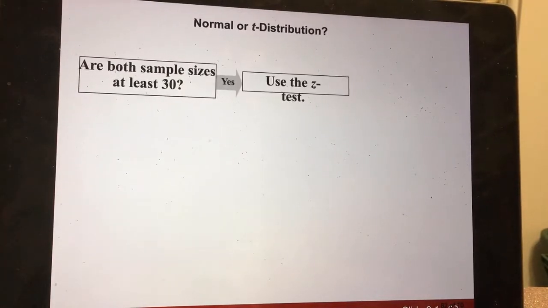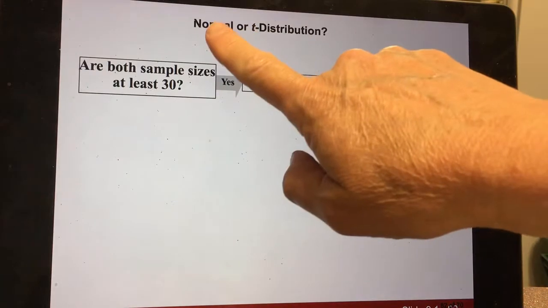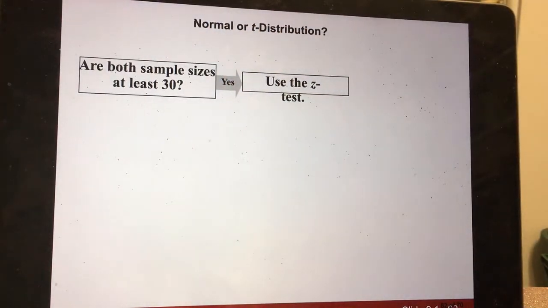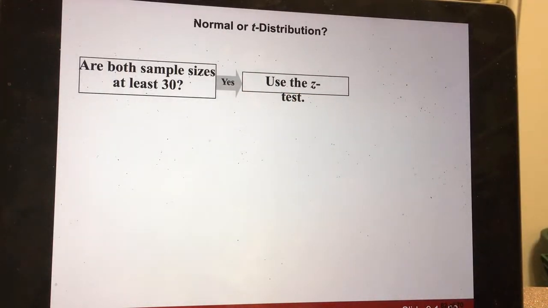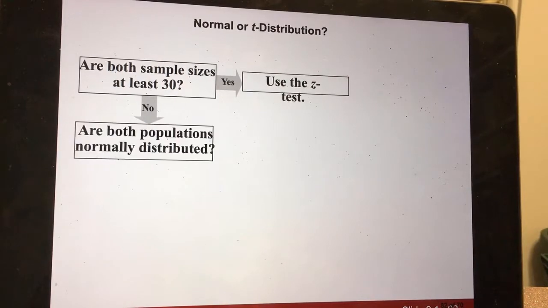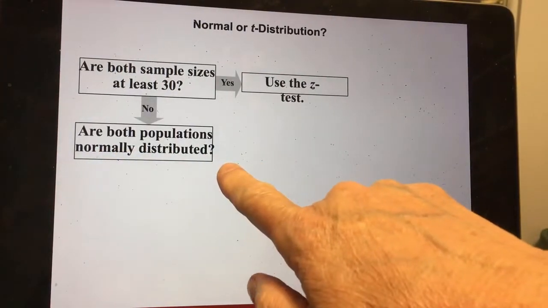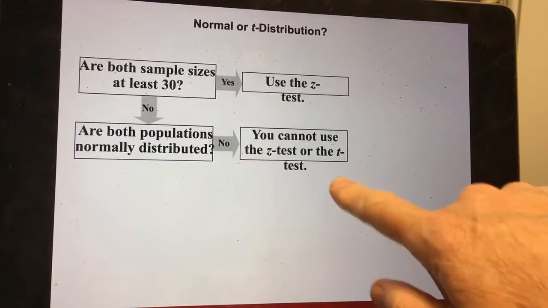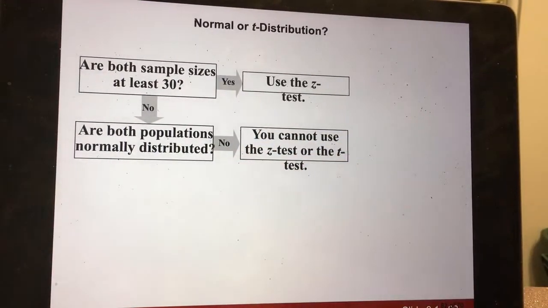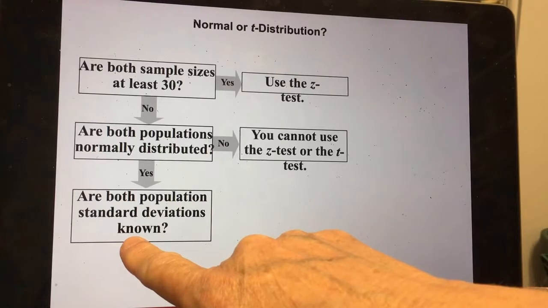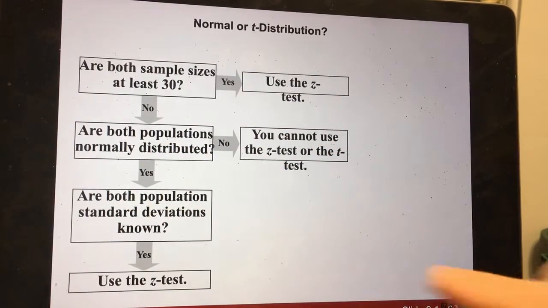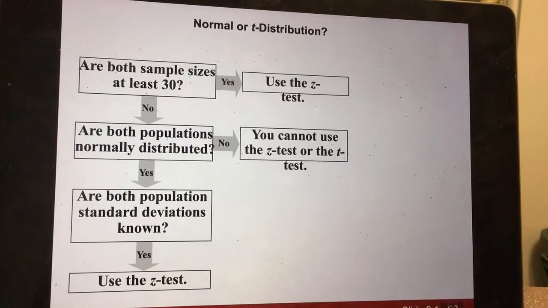So here is a cool flow chart that tells us when to use the normal distribution and when to use the t-distribution for means. It says, are both samples at least 30? If both samples are at least 30, then yes, you can assume normality and use the z-test. If no, then it says, are both populations normally distributed? If you say no, you can't use either test. If you say yes, then it asks you, are the population standard deviations known? If the population standard deviations are known, we're going to use the z-test.